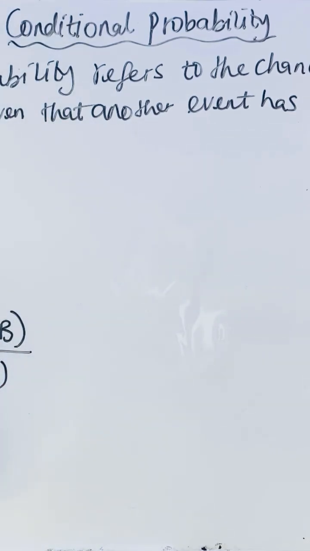You know that this is the probability of A, and A and B overlap here, which is the intersection. So the probability of A given that B has already occurred is just telling us how much of A is in B. How much of this A is in B? How much of A is in B?